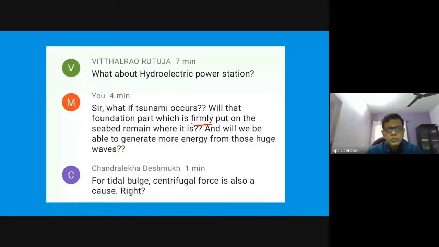So there is always going to be a risk. If you have a strong wave, leave aside a tsunami, even a strong wave could be dangerous for these gadgets.